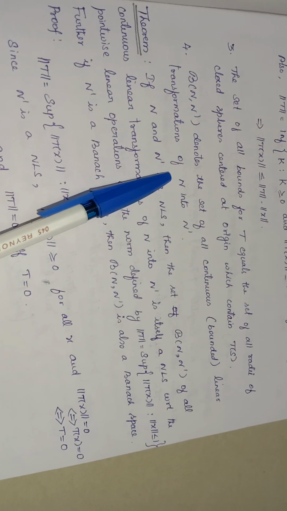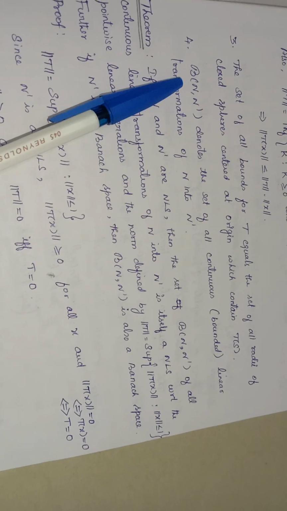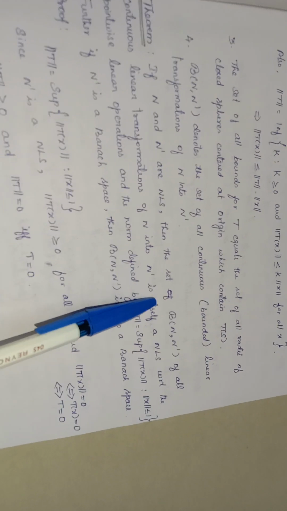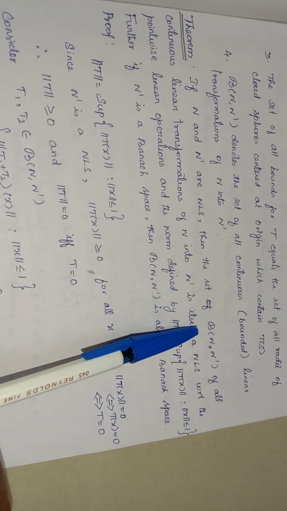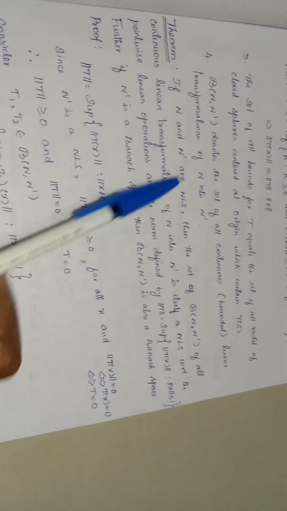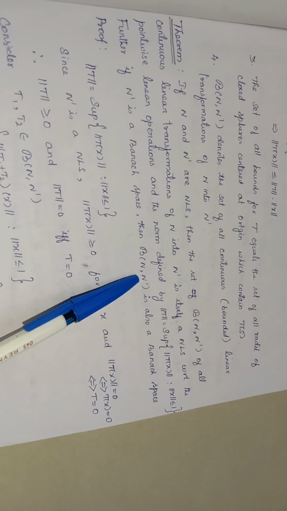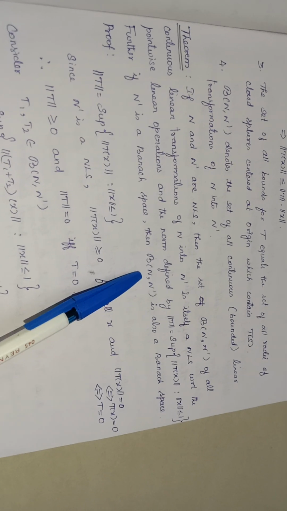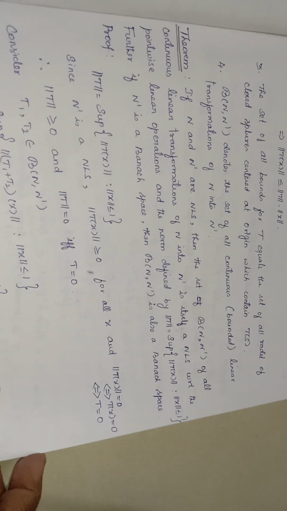So we are going to discuss some special properties of this B of N, N dash. For this set we have already defined a norm, so definitely this is going to be a normed linear space. If N and N dash are normed linear spaces, then the set B of N, N dash will become a normed linear space with respect to the norm defined above. And this can also be a Banach space. Banach space means what? A complete normed linear space. When will this become a Banach space? Only when N dash is a Banach space.